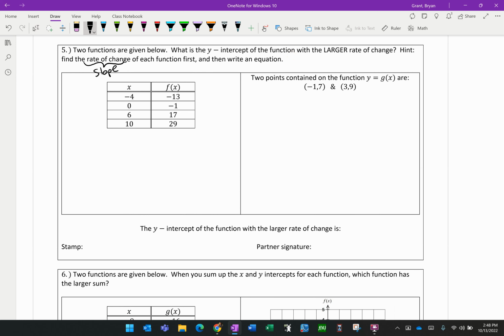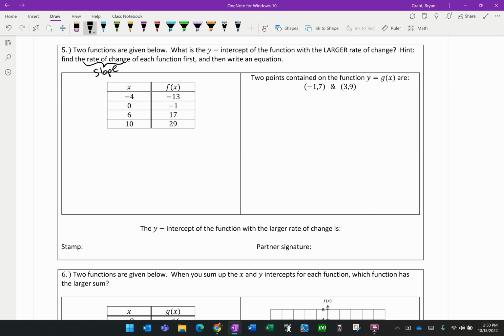All right, so you've got quite a bit to do here. Go ahead and find the slopes first, then find the y-intercept. Ready, set, go. All right, let's go ahead and start with the slopes for each of these, because we want to find the y-intercept of the function with the larger slope. So let's find which function has the larger slope first, then we can tackle the y-intercept.